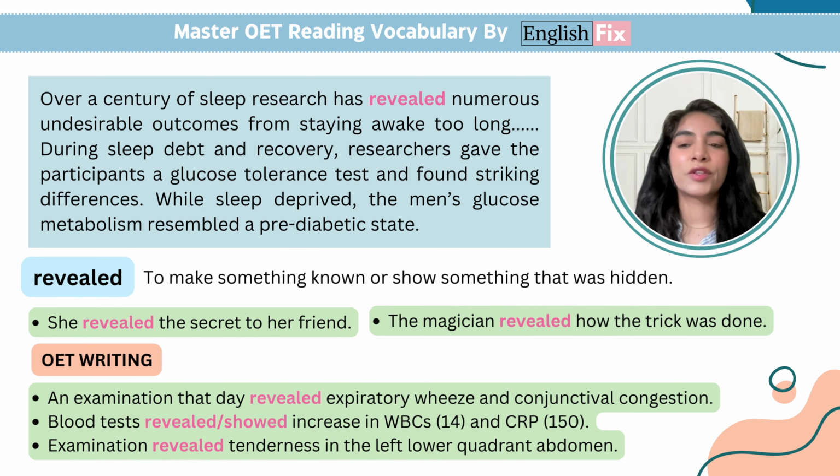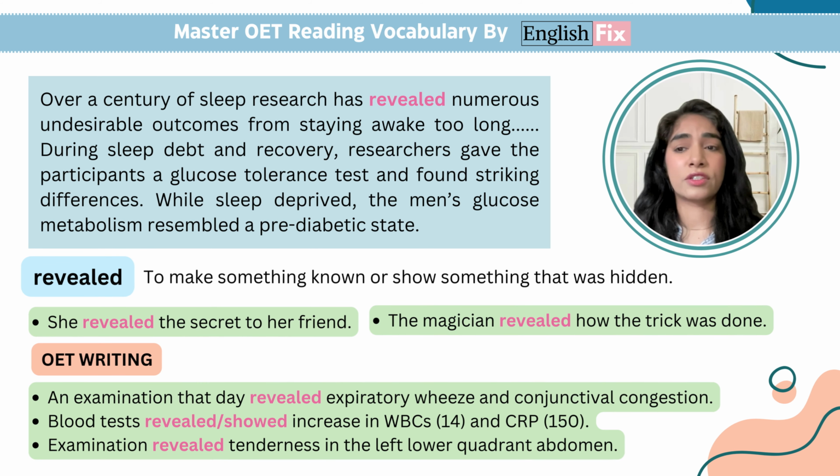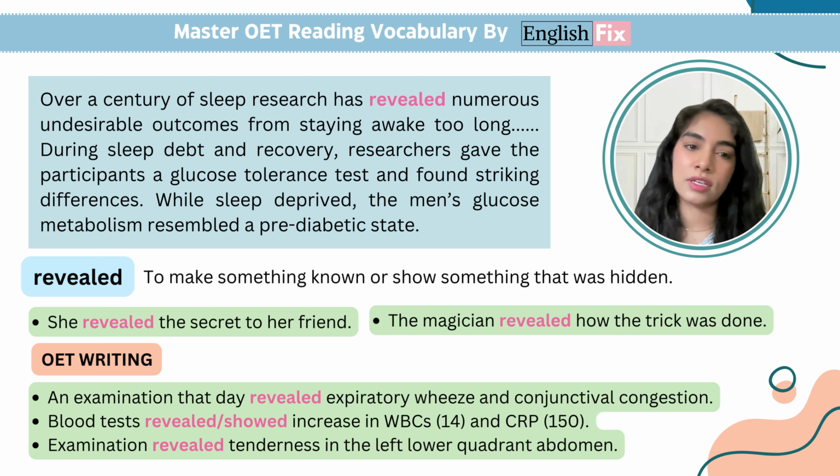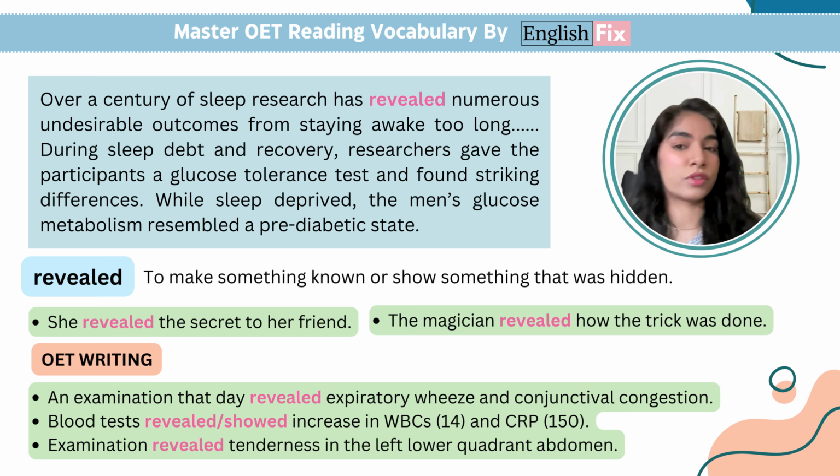All right. So the very first word we have here today is called revealed. And reveal basically means that you make something known that was previously hidden. So for example, here, the first example says, she revealed the secret to her friend. It means that she told her friend the secret that was not previously known, or the magician revealed how the trick was done, or the magician showed how the trick was done.